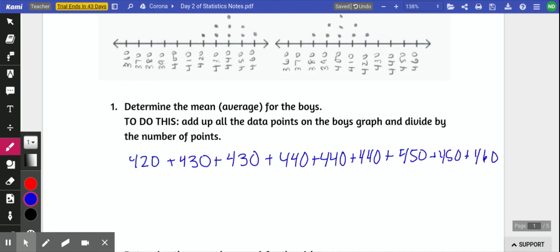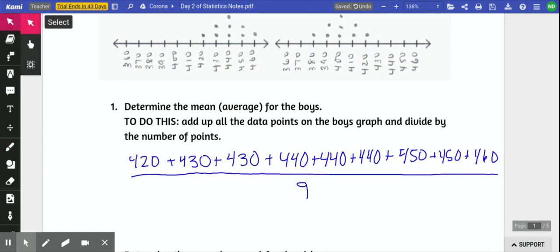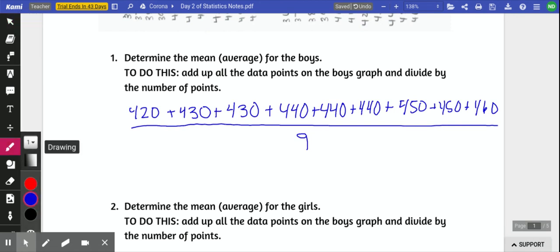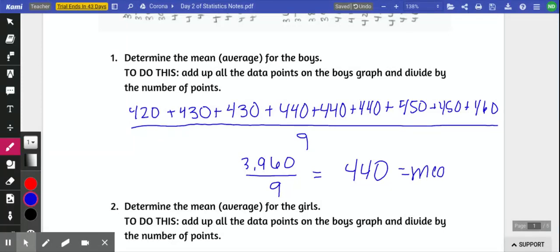Okay, now again, since I'm adding together 9 numbers, I will be dividing by 9. So when I add up all of my dot points, we should get 3,960. And then again, I'm dividing by 9. And when I divide by 9, I should get 440. So my mean or my average mile would be 440 seconds.